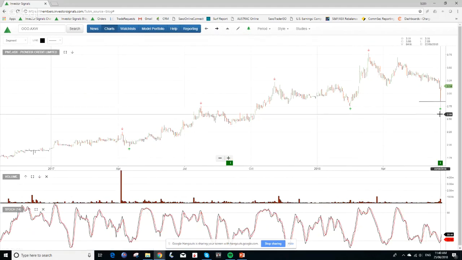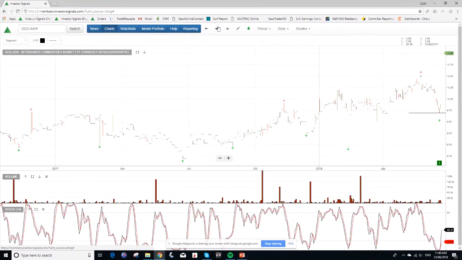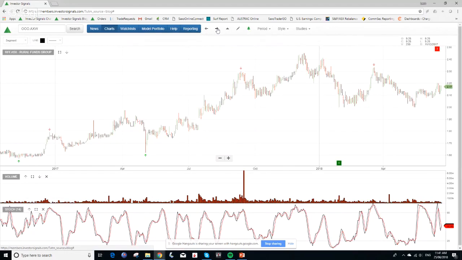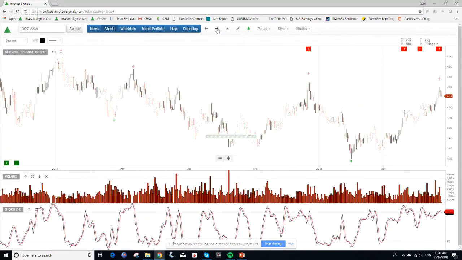Pioneer Credit, just an interesting, just to point out, that had a big reversal from its lows and continuing with a little bit of a recovery there today. The BetaShares currency ETF, the commodities ETF. So we had a buy signal on this on Friday at $9.70 thereabouts, and the ETF's pushing higher. So that gives you broad based exposure to the resources or to commodities. Rural Funds Group, not doing anything there at the moment.